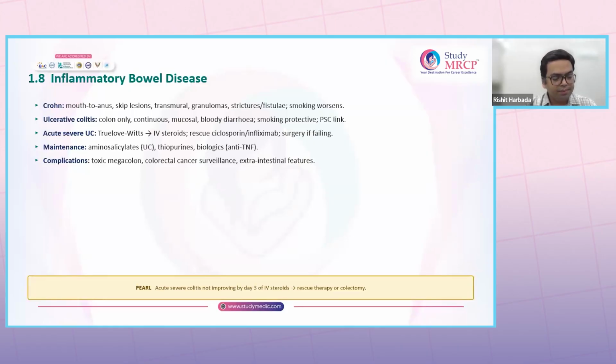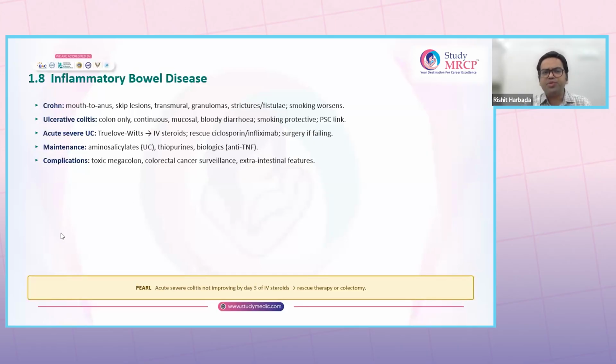Next is maintenance. So maintenance is always going to be by giving them steroids first, and then in ulcerative colitis, you're always going to treat them with aminosalicylate, that is mesalamine, which is commonly used, or mercaptopurine, and very rarely the biologics like infliximab, adalimumab, etc. are going to be used.